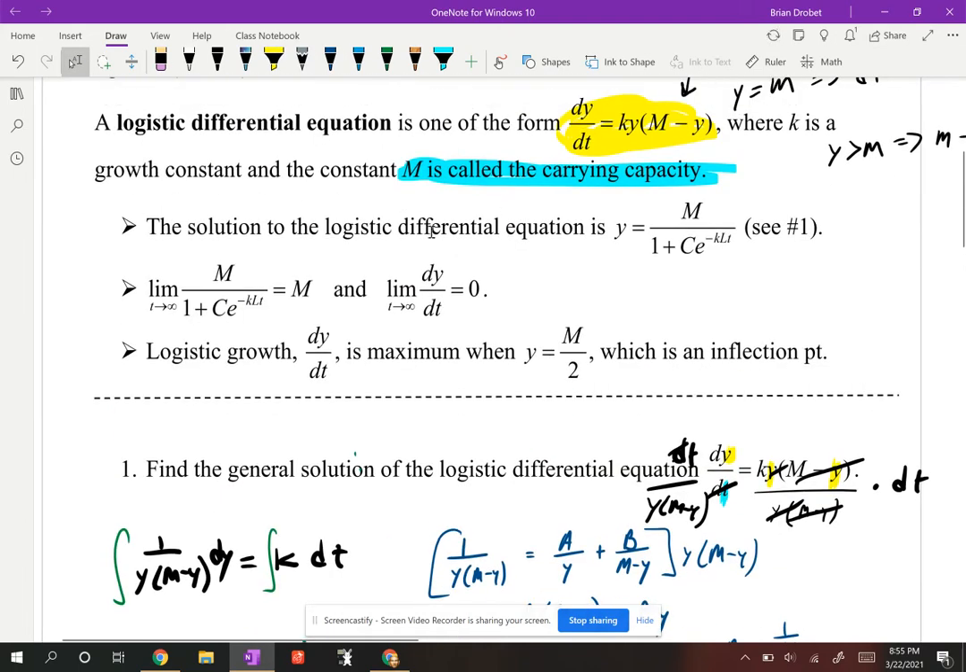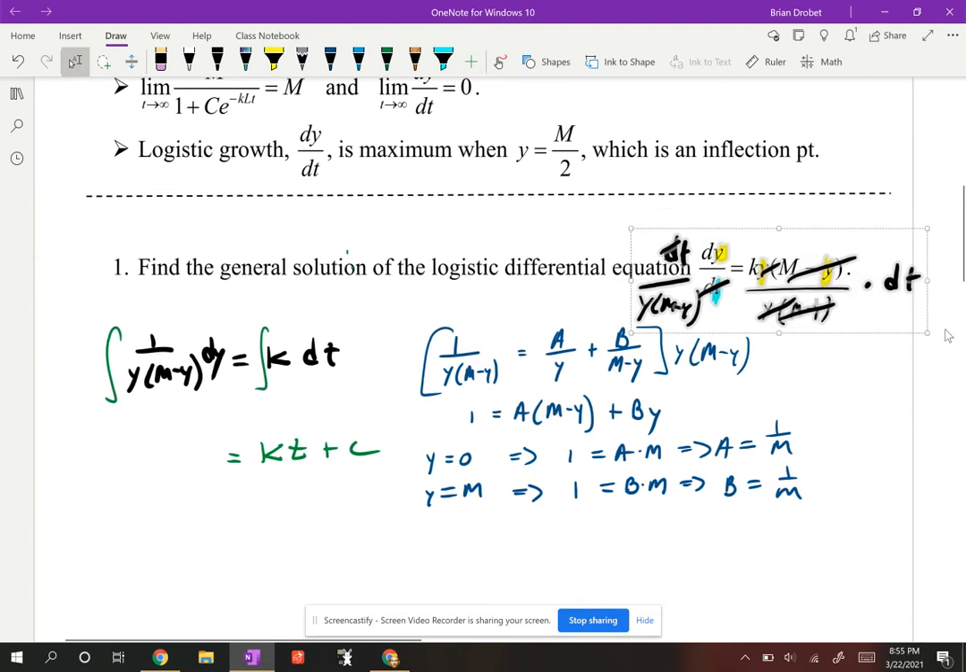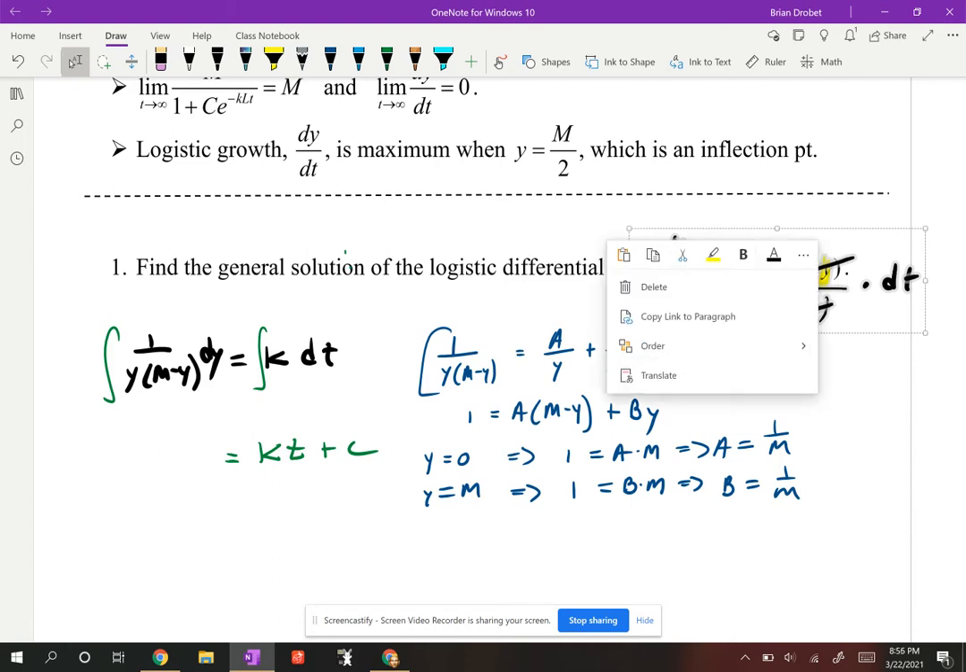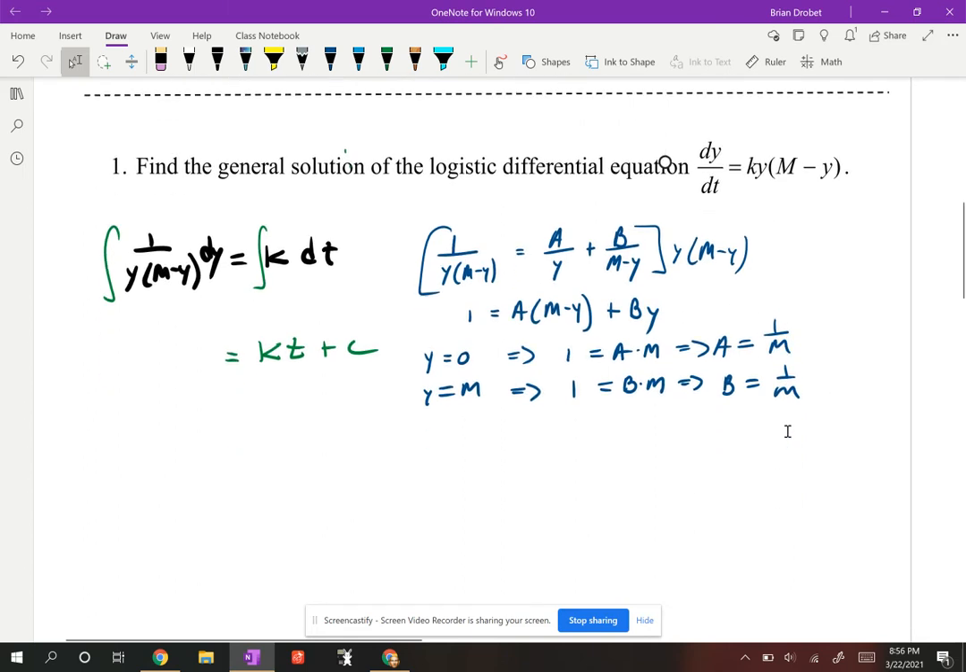Now remember up here, m is called the carrying capacity. When you start out with a logistic differential equation, something of this form right here, you're always going to end up with your a and b being 1 over the carrying capacity.